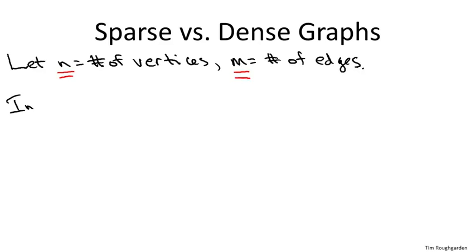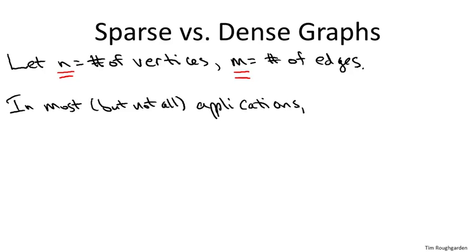Now, one thing we learned from the previous quiz is the following. In most applications, not all applications, but most applications, m is at least linear in n. Remember, in the quiz you saw it was at least n minus 1 if you wanted the graph to be connected. And it's also big O of n squared. This is under the assumption that there's no parallel arcs. Now, there are cases where we want to allow parallel arcs. In fact, we'll do that in the contraction algorithm for the min-cut problem.